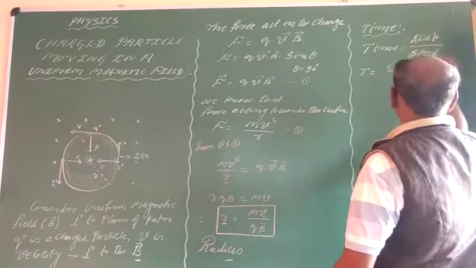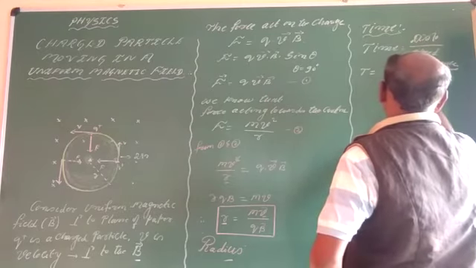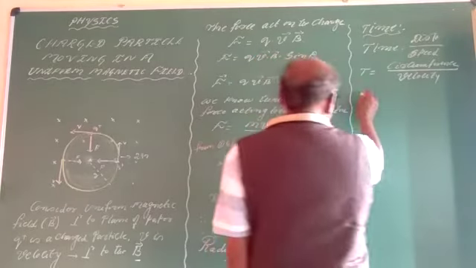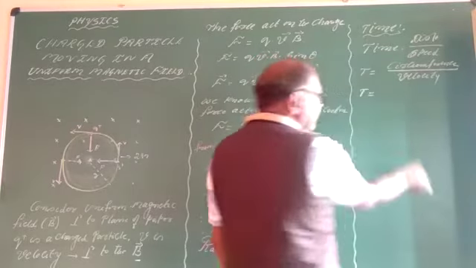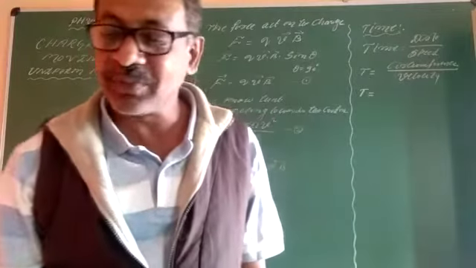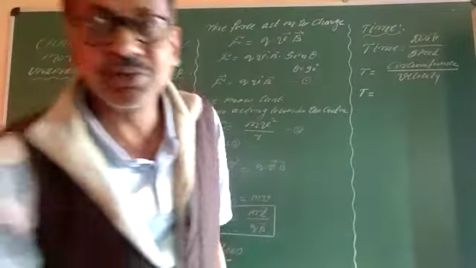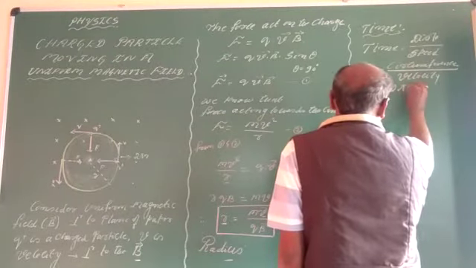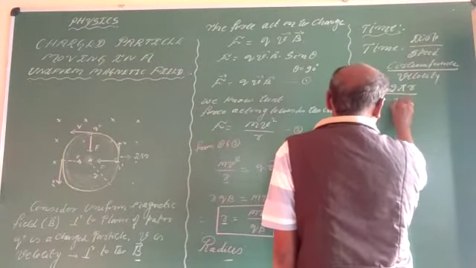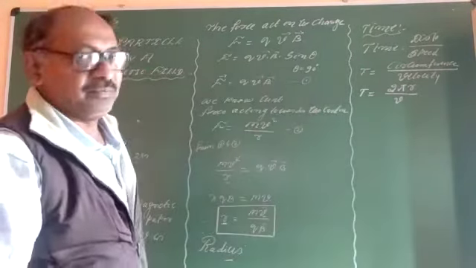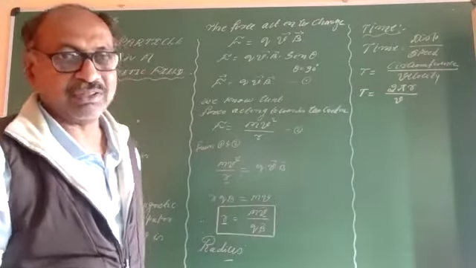Divided by the speed, which is nothing but the velocity. So I will say t is equal to the circumference of the circle. You already know that C is equal to 2 pi r. So therefore, 2 pi r divided by its velocity v, that is the speed of it.